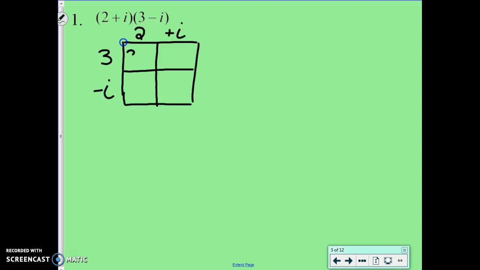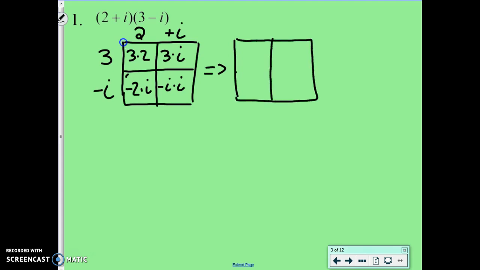When I multiply together, I get 3 times 2. Here I get 3 times i. In this square right here, I'm going to get -i times 2, so I get -2 times i. And over here, I'm going to get -i times i. If I go through the math here, in my Punnett square, when I multiply 2 and 3, or 3 and 2 together, I get 6. 3 times i gives me 3i. -2 times i gives me -2i. And down here, I'm going to get -i squared.